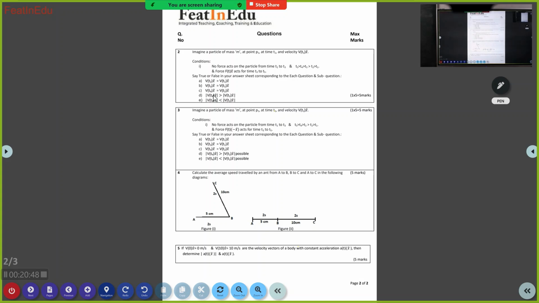False. Good. All of you said false? Yes, sir. V(t4) x cap is greater than V(t2) x cap. True. V(t4) x cap is less than V(t2) x cap. False. Yes, sir.